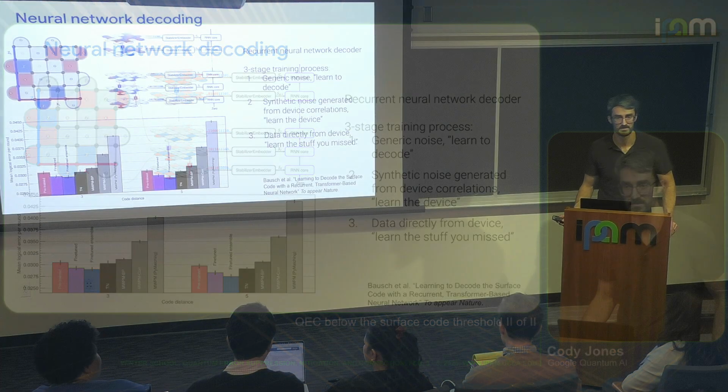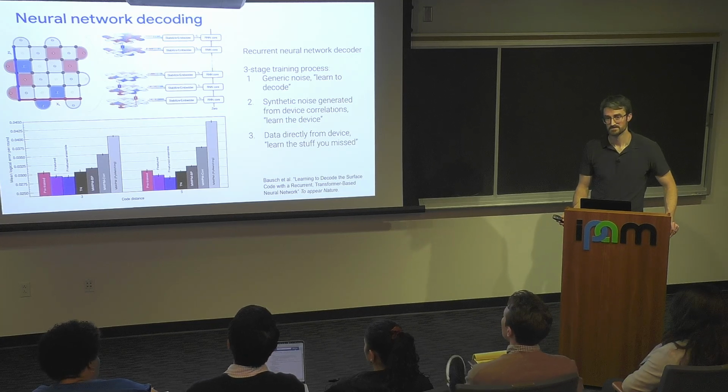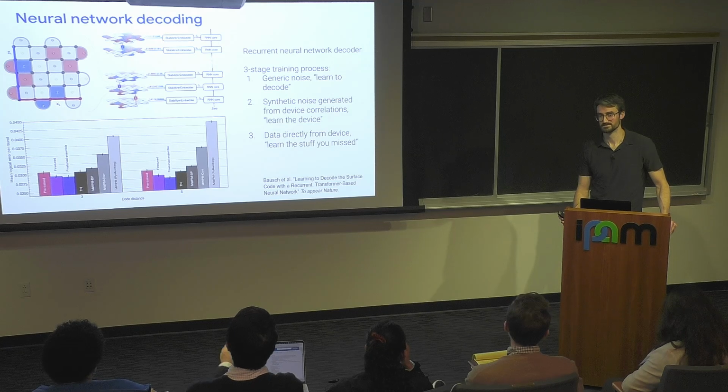I'm sorry, previously you said that for Y errors, you kind of want to treat both the X and Z stabilizers together to get better performance. But in that case, you would flip more than two stabilizers, I suppose. So how does matching apply there?